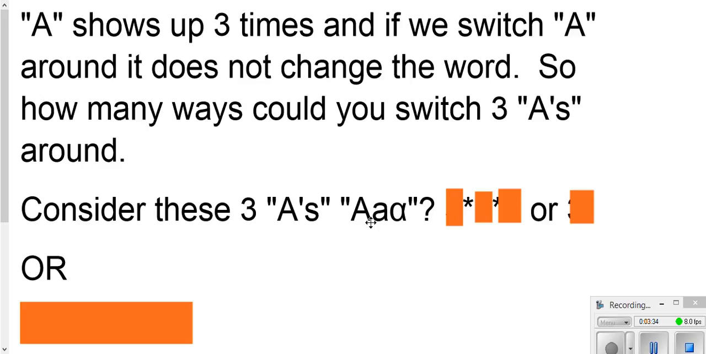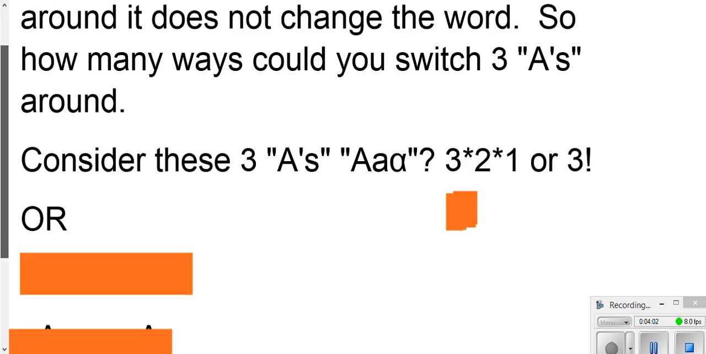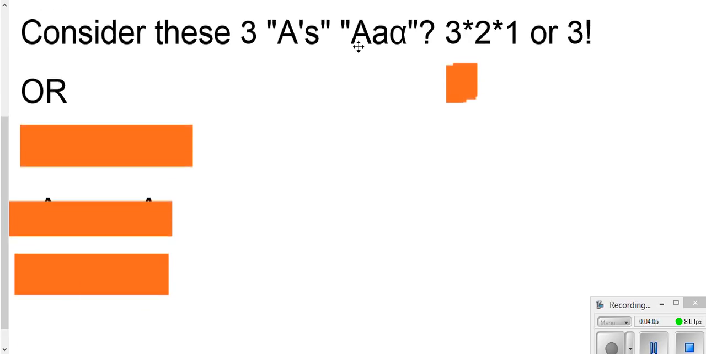So how many different ways could we rearrange these 3 A's? Well, for your first choice, you have 3 different A's you could use. For your second choice, you have only 2 A's left because you used one of them. And then for your third choice, you only have 1. So in other words, it's 3 factorial, which gives us 6. Now, another thing you might want to consider is to write out all the different ways you could rearrange these 3 different looking A's. Now, I wrote them as 3 different looking A's, but in the word banana, they're not really different.